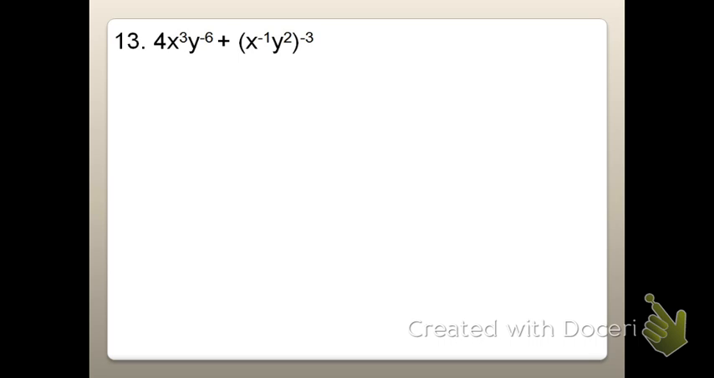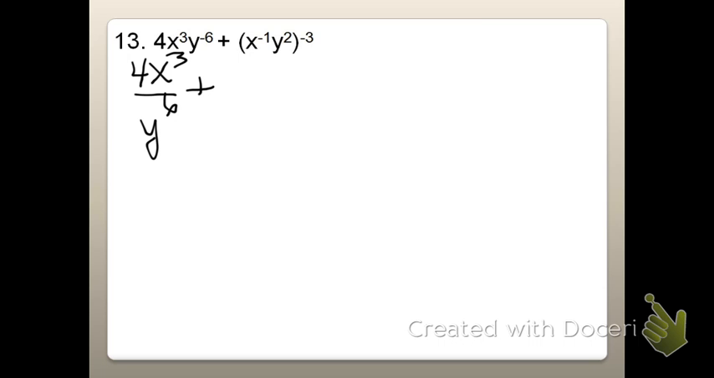Next. Well, this one's pretty straightforward. I'm going to leave 4 and x cubed in my numerator, because they're nice and positive. But that y to the negative 6, I'm going to move that y to the 6th power to my denominator.